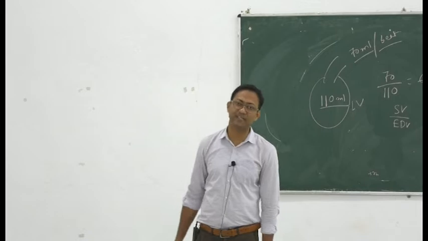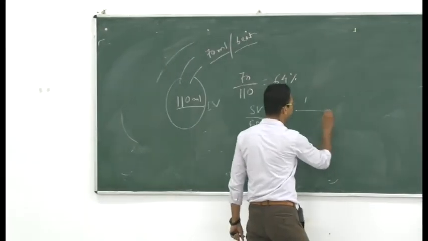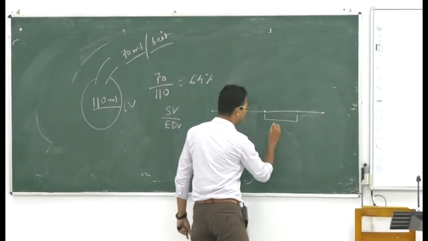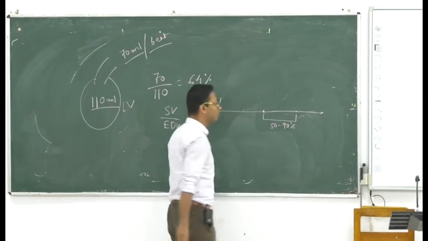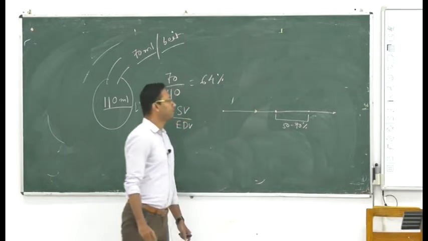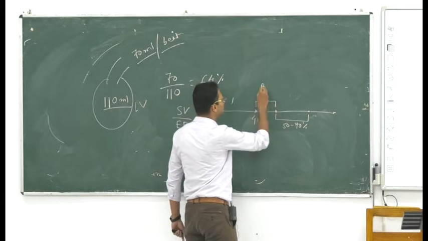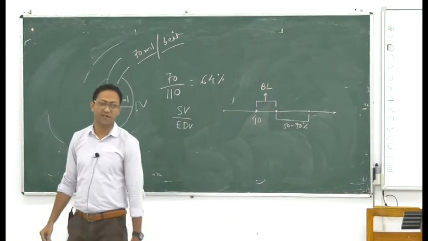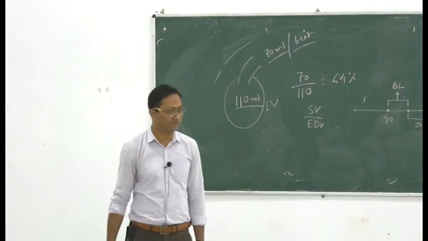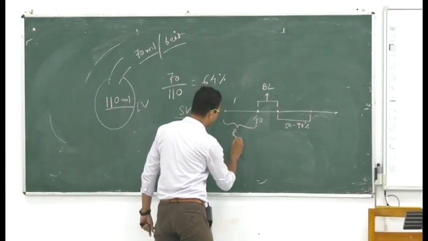Normal ejection fraction in an individual is 50 to 70%. 40% to 50% is borderline, and below 40% is reduced ejection fraction heart failure.